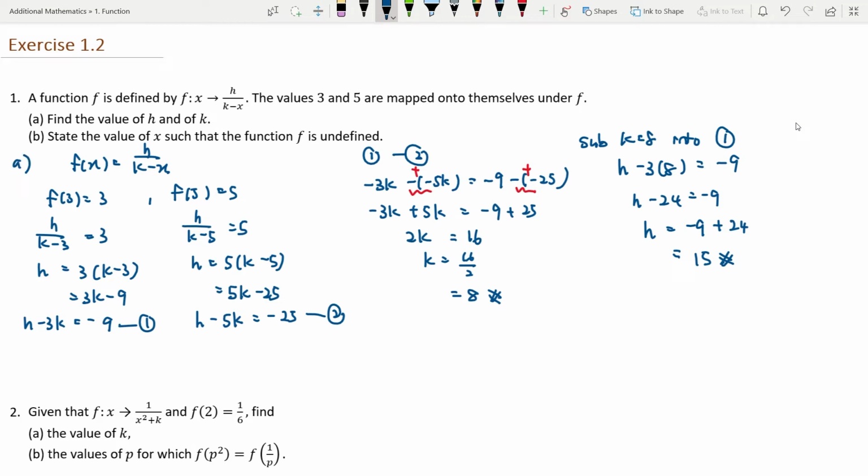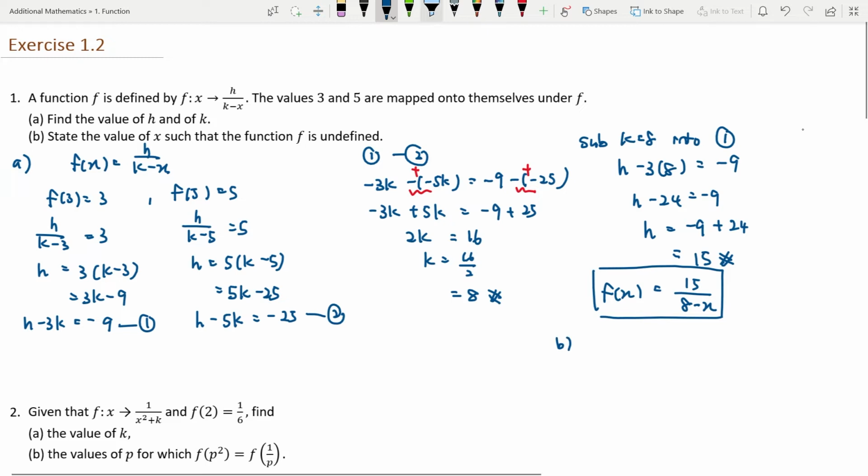Part B, state the value of x such that the function f is undefined. After we get the value of k and h, our function f becomes 15 over 8 minus x. So we have a fraction for our function. In order for the function to be defined, the denominator cannot be 0. Here, 8 minus x equals 0 will make the function undefined. So x equals 8.